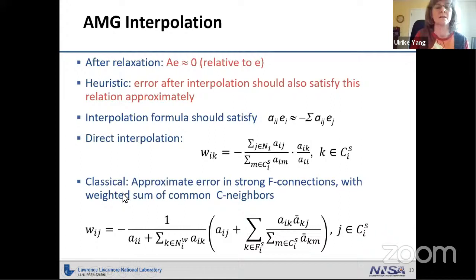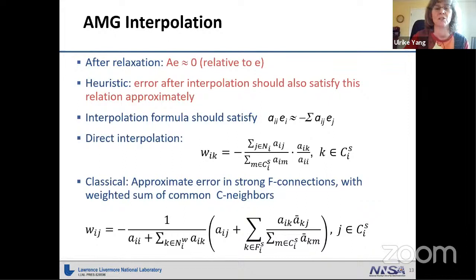So a better interpolation, which we did not implement on GPU at this point, is the classical one, which does this in terms of some stencil collapsing. And what you can see is it also includes the weak connections, which were completely ignored up here, and does some additional, more complex computation and gives you something better, if you have the right coarsening in combination.